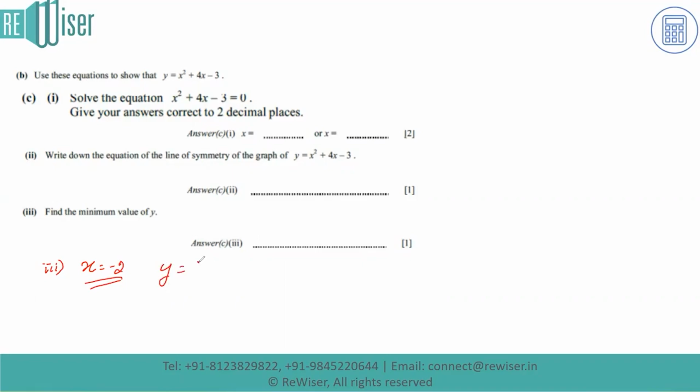So y would be equal to, if I put it in this equation, minus 2 whole squared plus 4 times minus 2 minus 3. And when we simplify this, we get positive 4 minus 8 minus 3, which is minus 7. So this would be the minimum value of y. And this is the right answer for the sum.